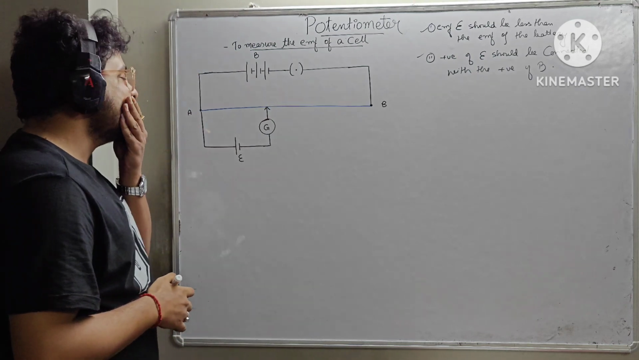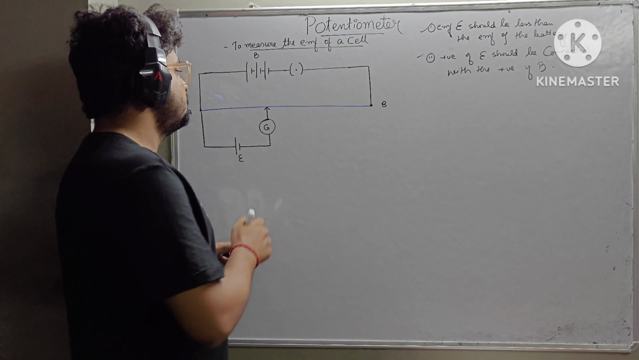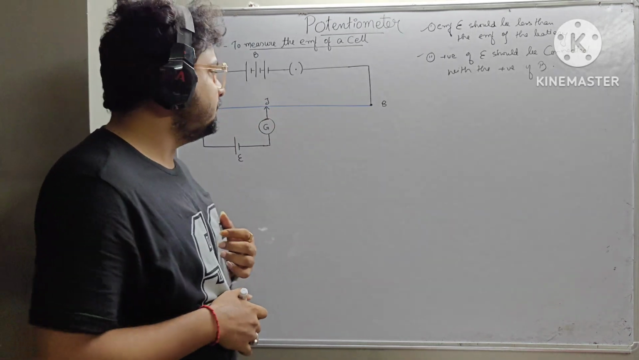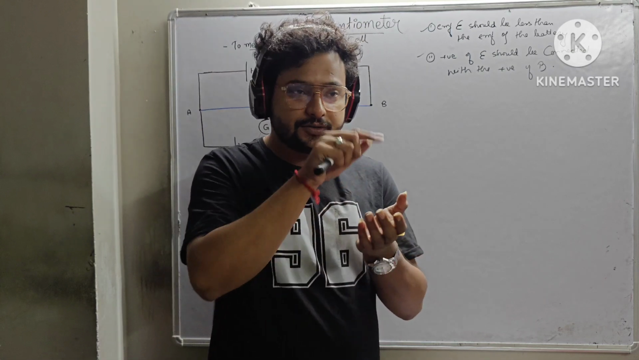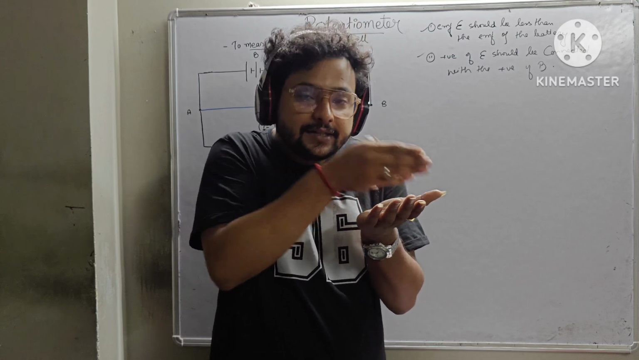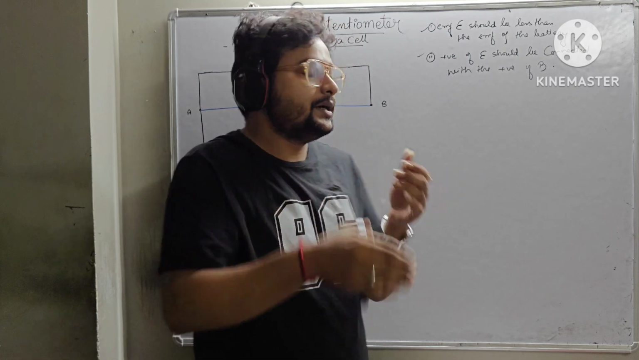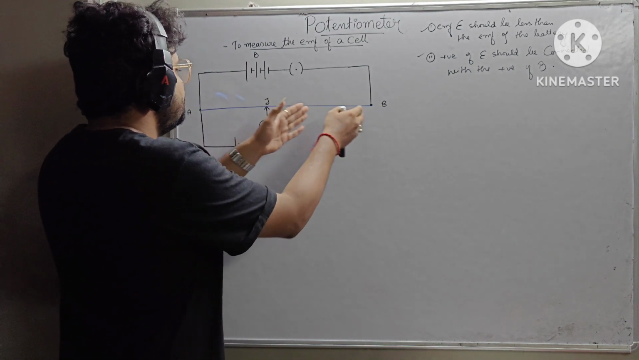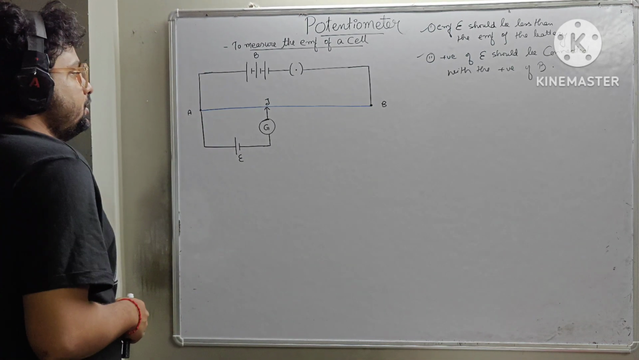Now see. This particular thing is known as a jockey. I hope those who have done practical know what a jockey is. It's a triangular device, and if you tap on that particular thing, the wire divides into two sections. So basically the wire will divide into two parts. Wherever you touch the jockey, the wire is going to divide into two segments.